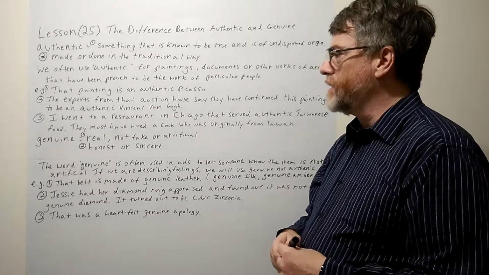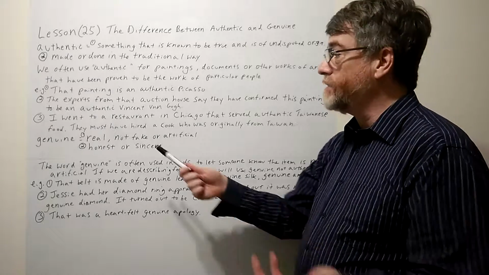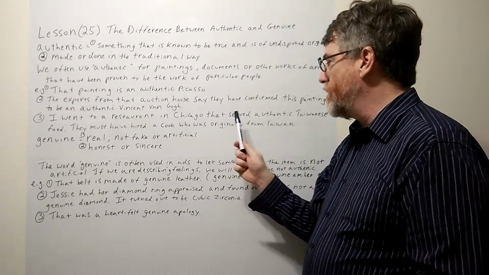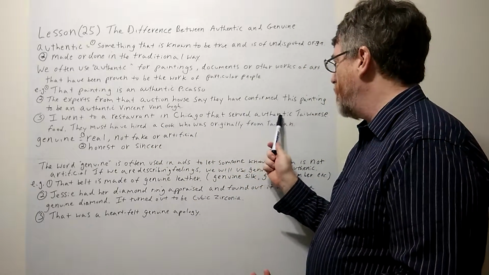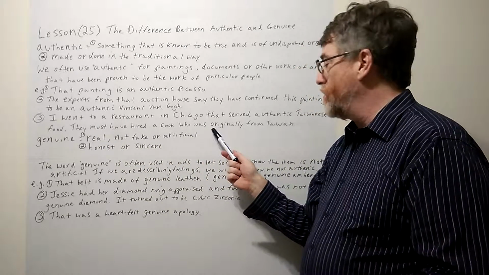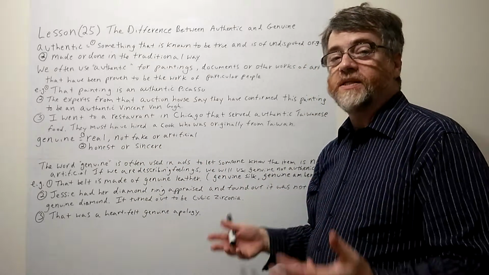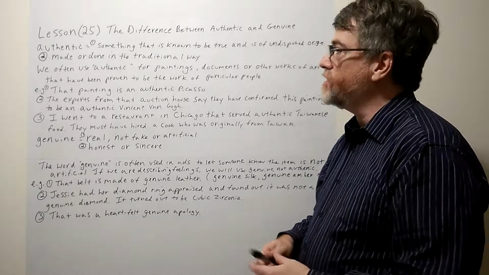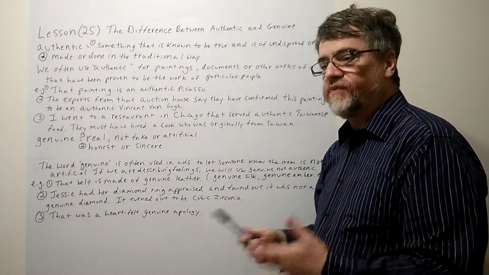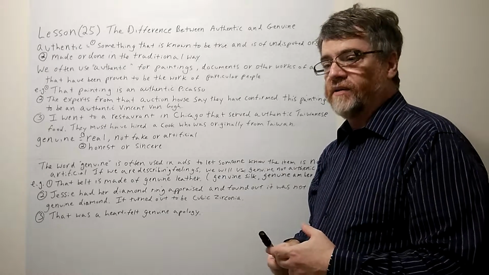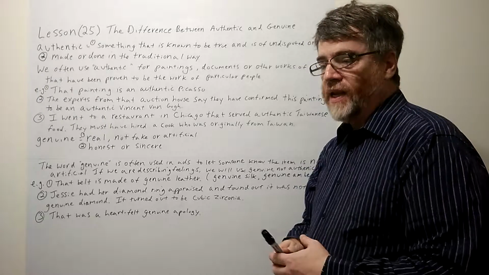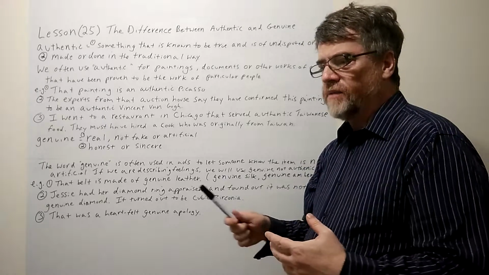All right, so let's look at the last example. Like I said here, I went to a restaurant in Chicago that served authentic Taiwanese food. They must have hired a cook who was originally from Taiwan. So this goes back to this idea, made or done in the traditional way. We use it with food a lot. That's authentic French food. That's authentic Greek food. We might use it with some music.